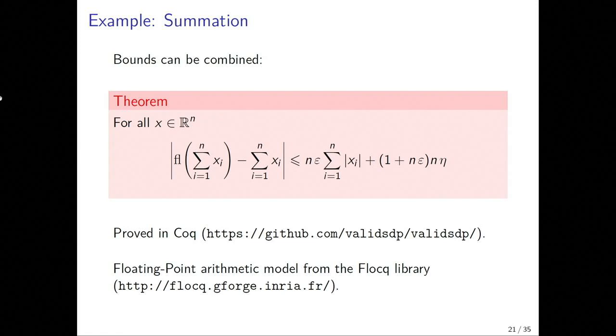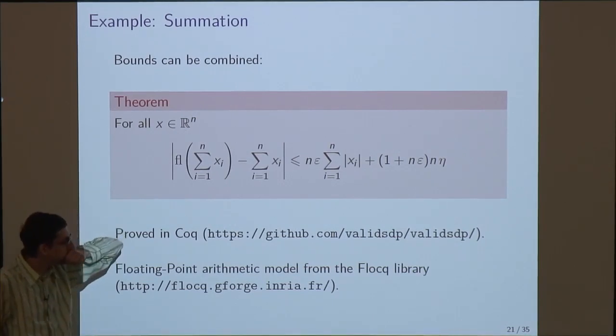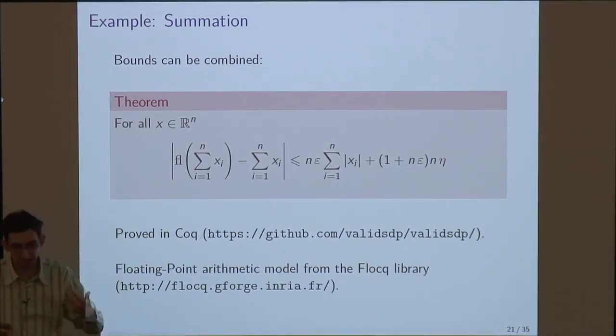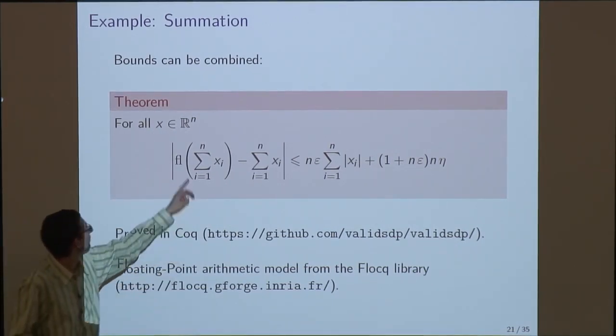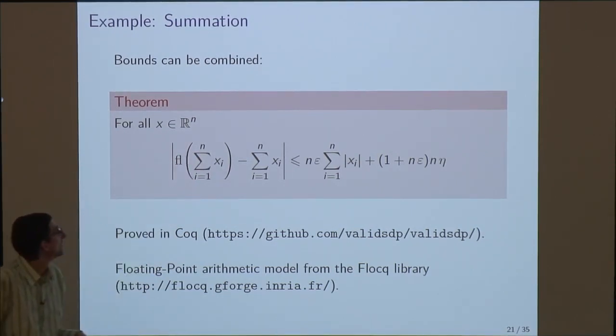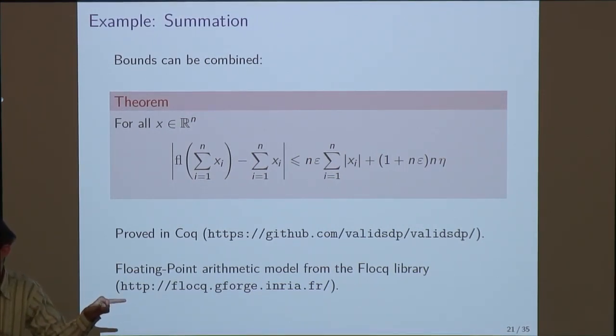So here is a really simple example. It's a sum. You take a set of real numbers, you round them to floating point numbers, and you add them. So let's say from left to right, because of course the addition is not associative in floating point arithmetic.